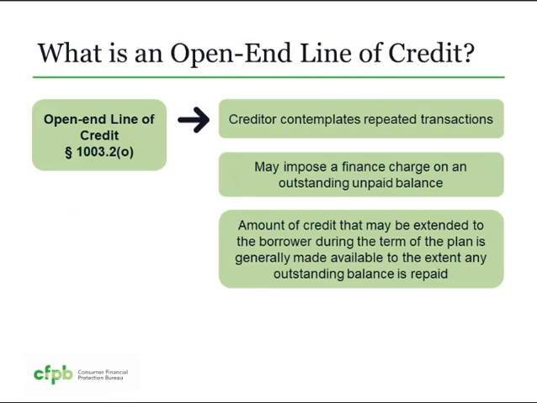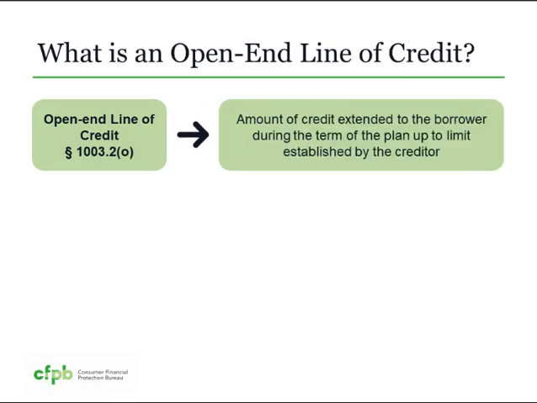An open-end credit plan is one in which the creditor reasonably contemplates repeated transactions. The creditor may impose a finance charge from time to time on an outstanding unpaid balance. And the amount of credit that may be extended to the borrower during the term of the plan, up to the limit established by the creditor, is generally made available to the extent that any outstanding balance is repaid.